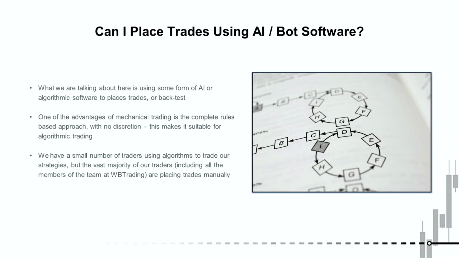Linking back into one of the earlier questions about, do we use any software to backtest ourselves, and can we look at using any software to actually place the trades? We're talking about using basically an algorithm to do the trading for us, bot trading essentially. That's not something that's required by any stretch. We have a few traders that do trade algorithmically. They've created their own programs for that, but it's not a requirement whatsoever.